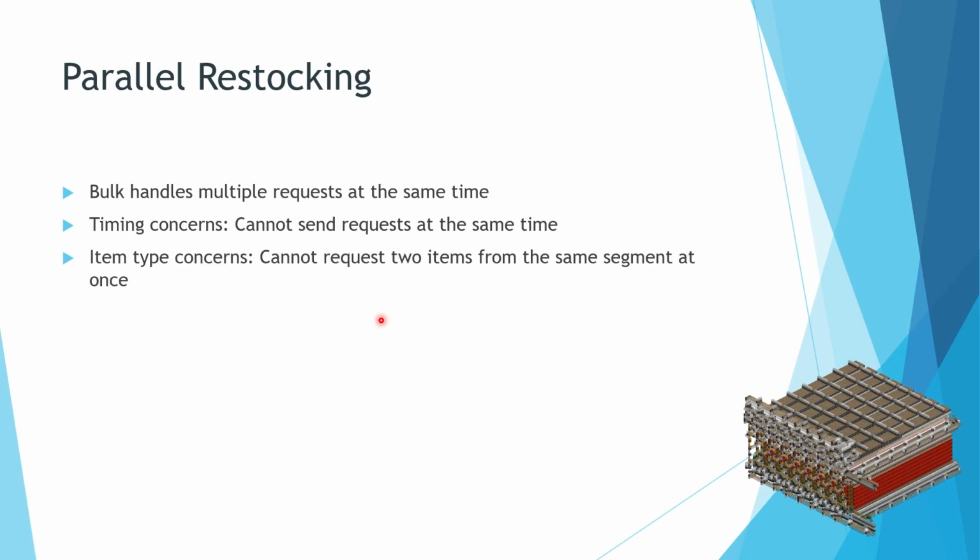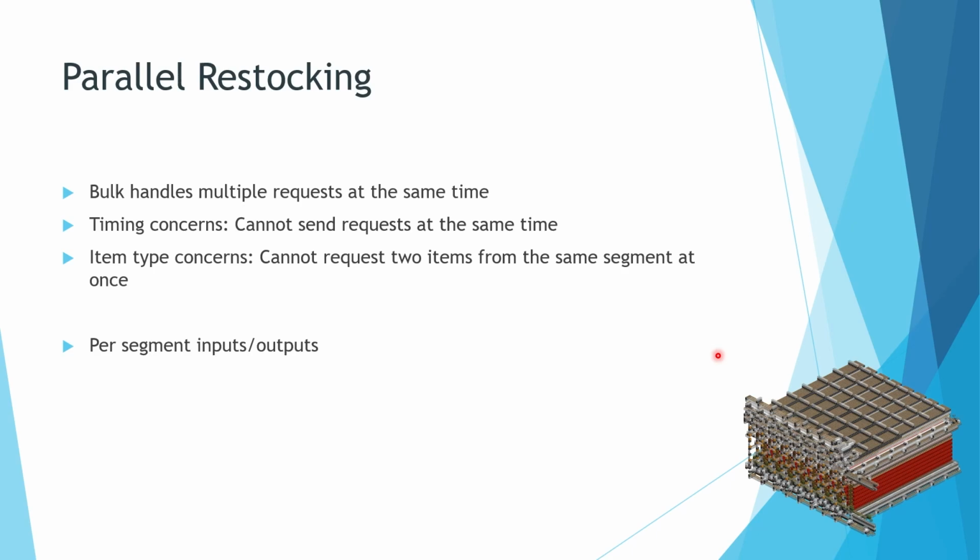Second, we have some item type concerns. The way this bulk is set up, we go by segment. So each of these 1, 2, 3, 4, 5, 6, 7, 8 segments can operate in parallel. And that means we can't request 2 items from the same segment at the same time. Right, we can't request an item from this segment and then request another one over here and reliably separate the 2 item types coming out of the bulk from the output dropper line.